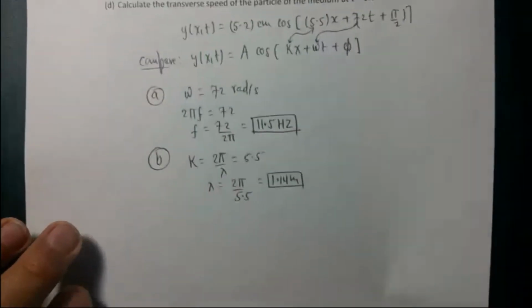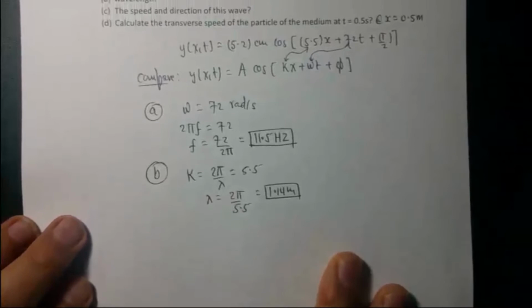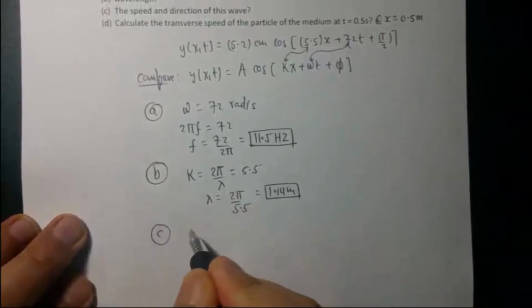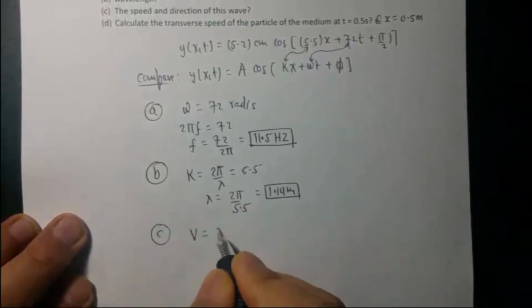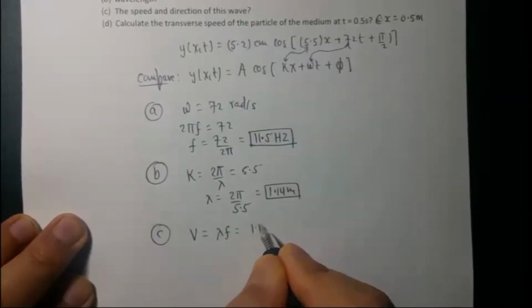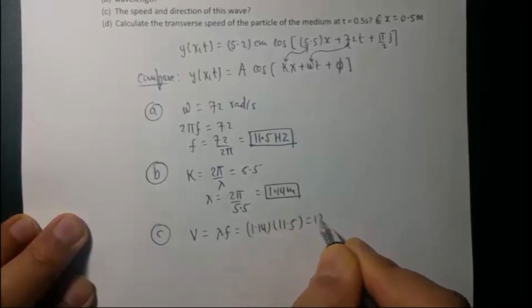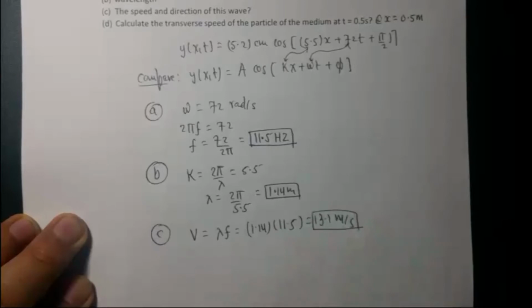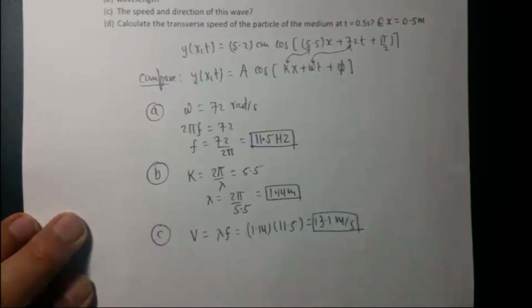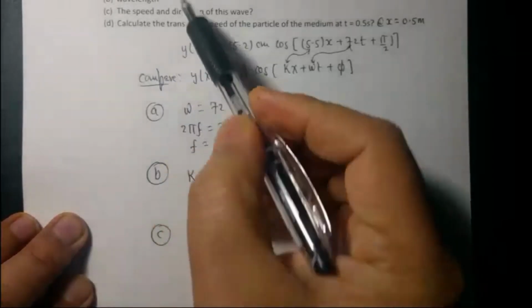And next, what's the speed of the wave and its direction? That's really easy now. The speed of the wave is just the product of lambda times frequency. Lambda is 1.14, frequency is 11.5, so it's about 13.1 meters per second. That's really easy. So next is to calculate the transverse speed.